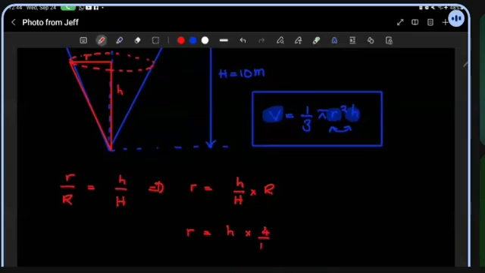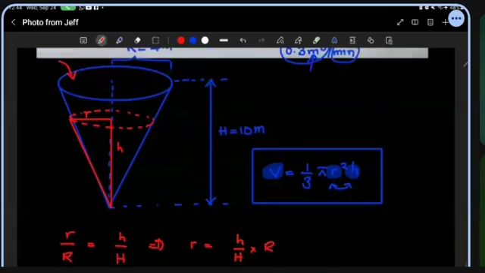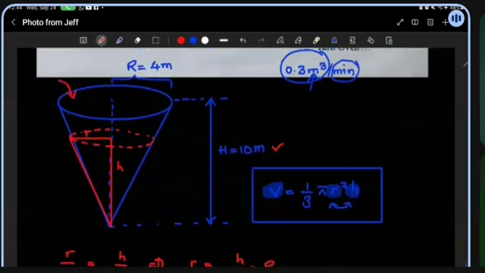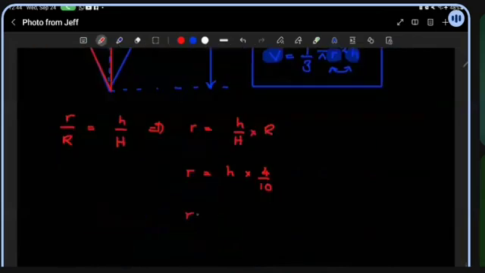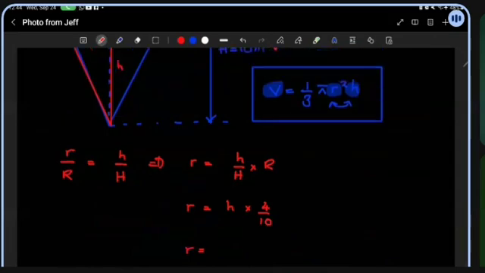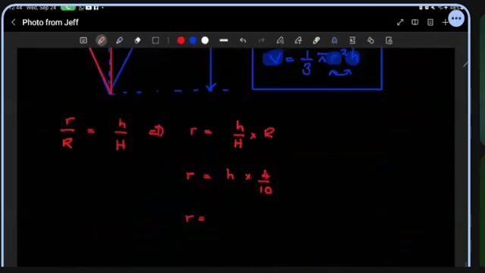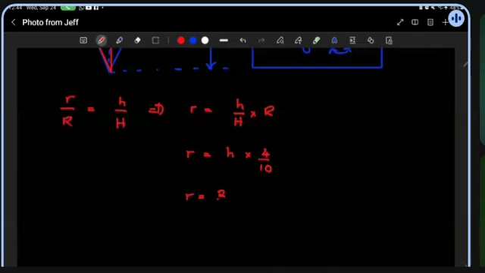The original height is 10, it's a fixed value. The original height being this, and the original radius being this. In the end, we see that the radius of the cone for the water in that cone will be given by, when we divide this, since the original radius is 4, this is going to be 2/5 h. This is the expression that gives us the radius.